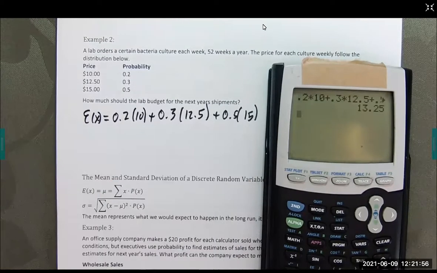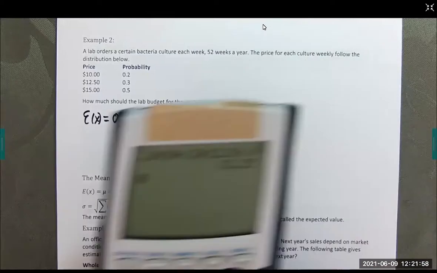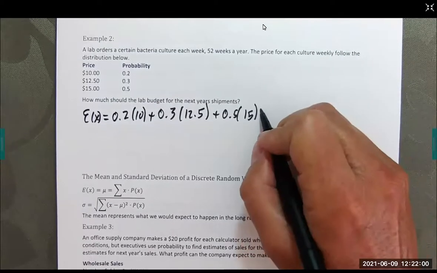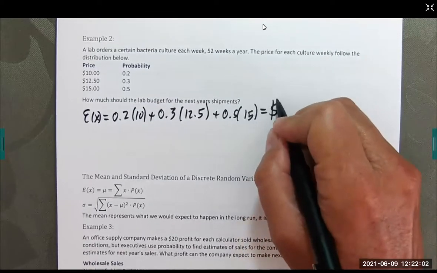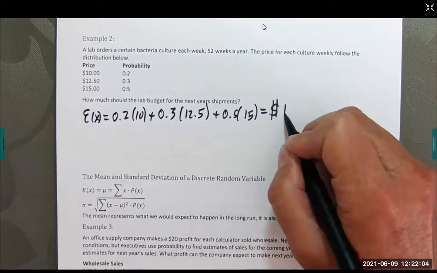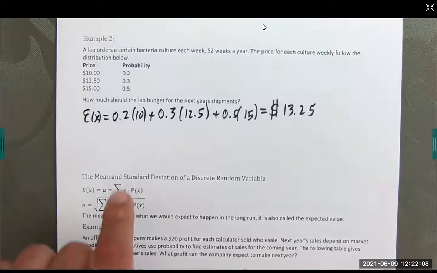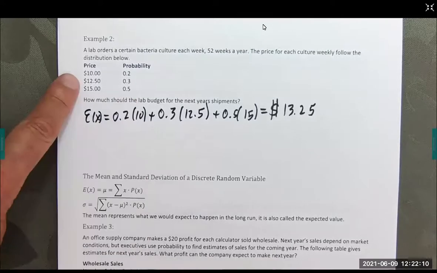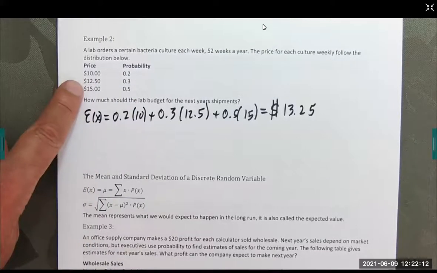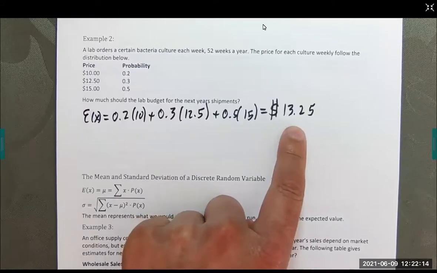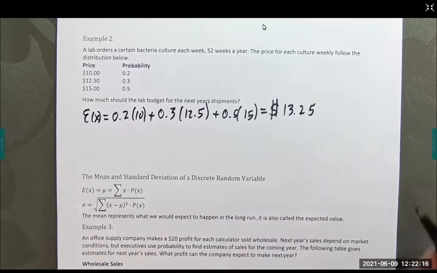So this means we're going to expect on average, each week will cost about $13.25. And that makes sense. Once again, we're here. Most of the probabilities are down here. So it makes sense that it's between 12.50 and 15. Now this is per week.